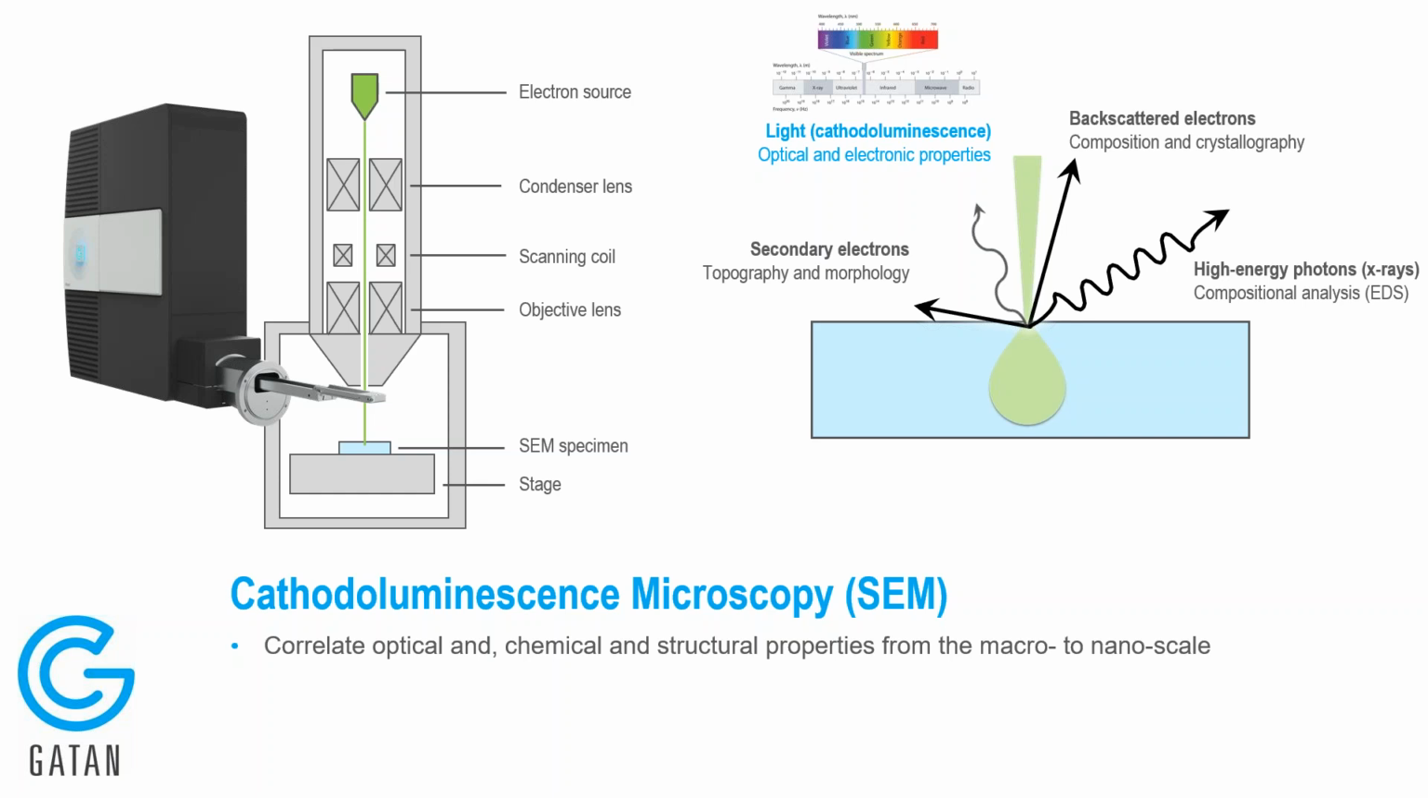Here, this is the Monarch detector from Gatan, a spectroscopy, imaging, and polarization analysis tool. And it allows you to analyze the light that's collected or that's emitted from the specimen, and allows you to correlate the optical and electronic properties that you get from that light information with the chemical and structural properties of the material and the other signals from the macro down to the nanoscale.